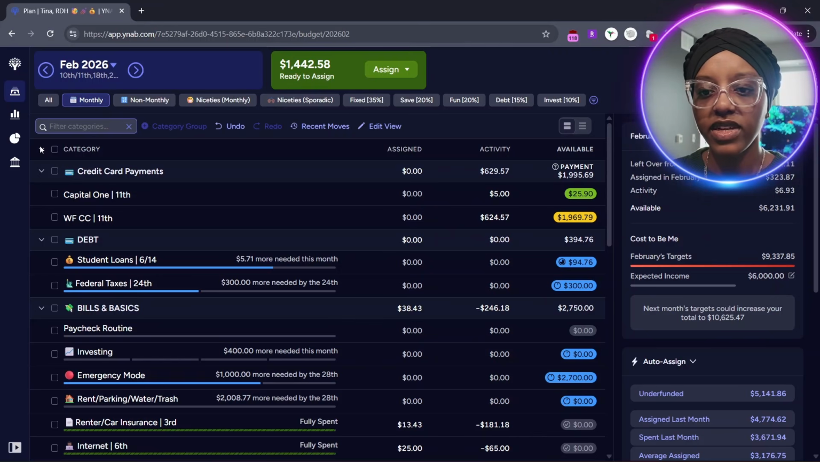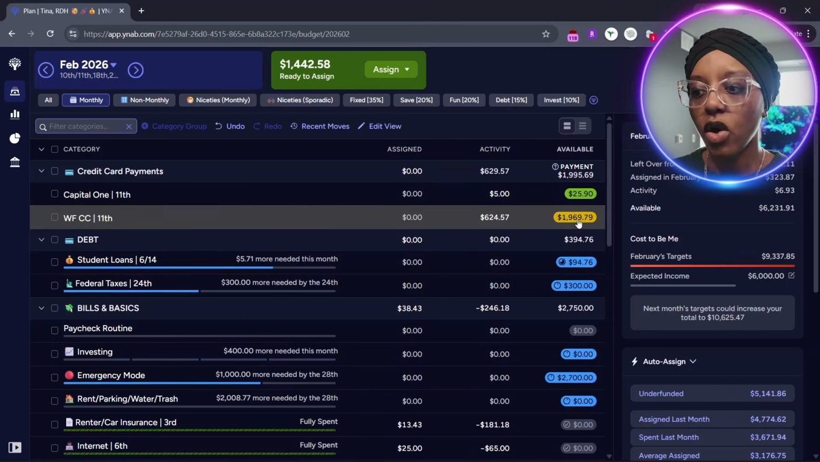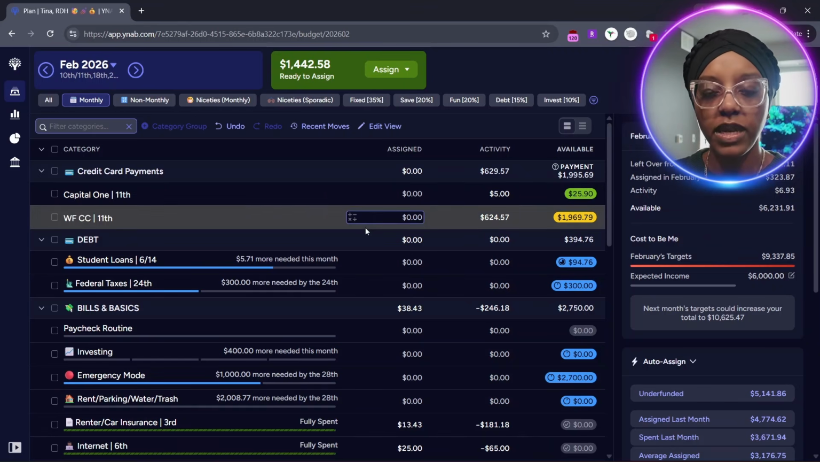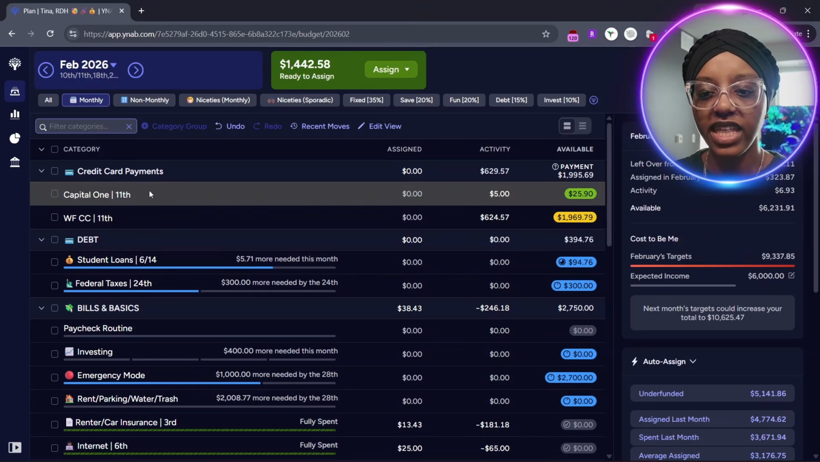Let's go to monthly, close everything out, open it back up. So this yellow here means that I do not have enough money assigned for my credit card bill, but I'm pretty sure that once I go through the budget, assign money to the category where the spending happened, this will turn green. We'll revisit that at the very end. I do have the $25.90 on my Capital One card. I'm going to buy my matcha latte today with the Capital One card.